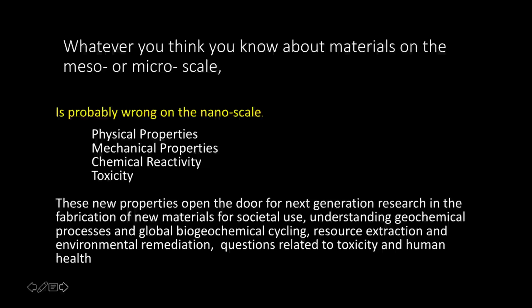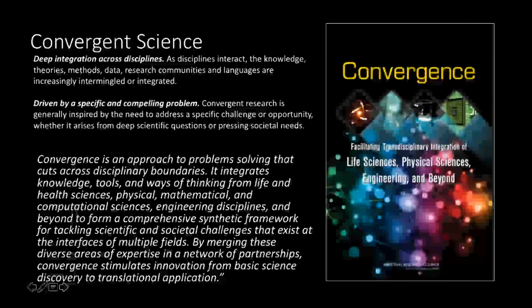So the way I put it is, whatever you think you know about materials on the meso or micro scale is probably wrong on the nanoscale. And Mike just made a good case for that. Again, the physical properties, mechanical properties, chemical reactivity and toxicity are all different when we deal with particles on the nanoscale. And one last thought: a big initiative at NSF is convergent science, and there's no better poster child for doing convergent science than nanoscience.